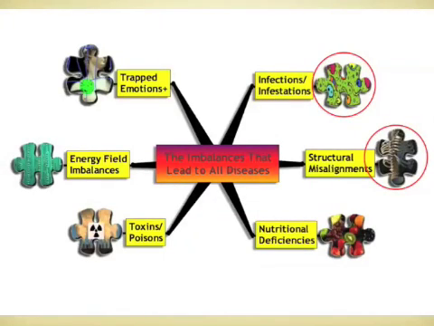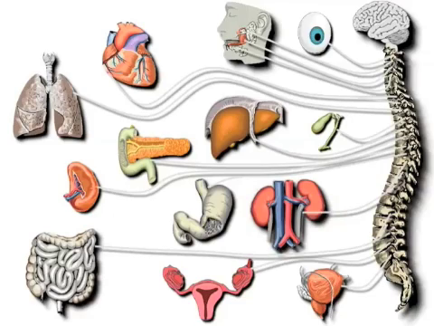Let's take a look at the next kind of imbalance, and that is structural imbalance. In this picture, we have the brain on the top right, and then on the right side of the picture, we have the spinal column coming down. And you'll notice that in between every two vertebrae, we have these gray lines going out to the various organs of the body. Those lines, of course, are the nerves.